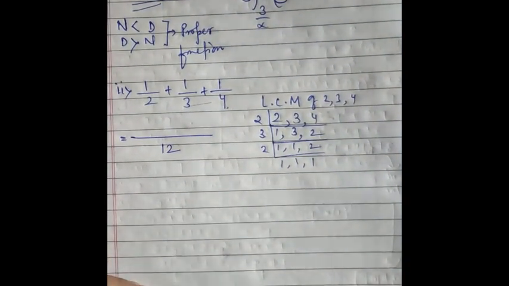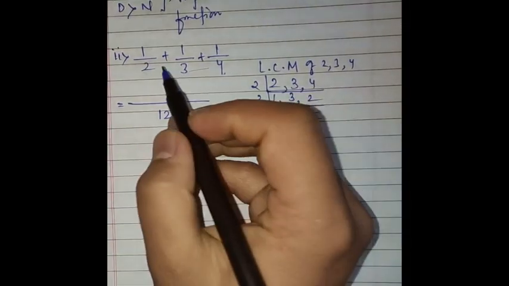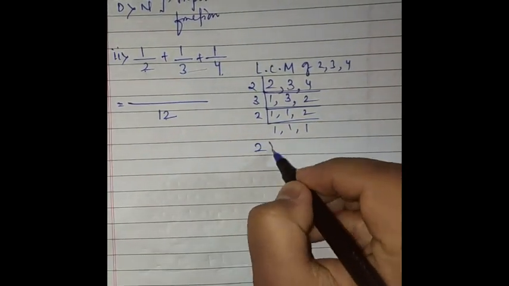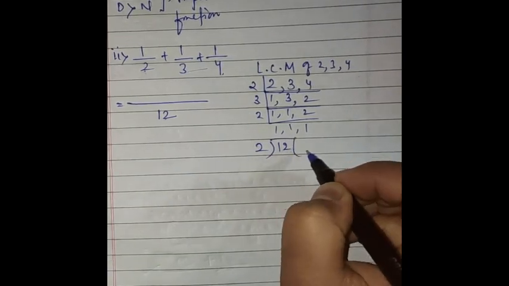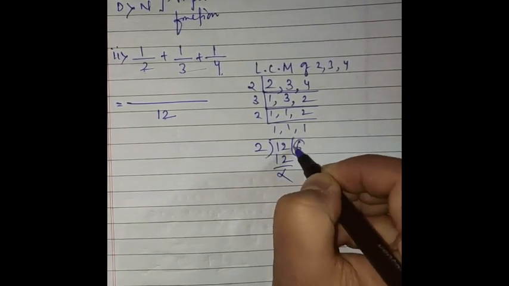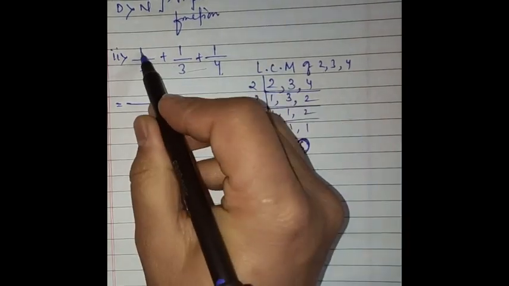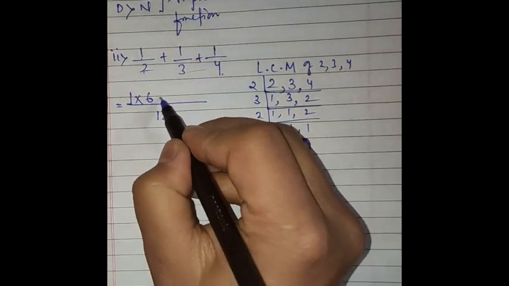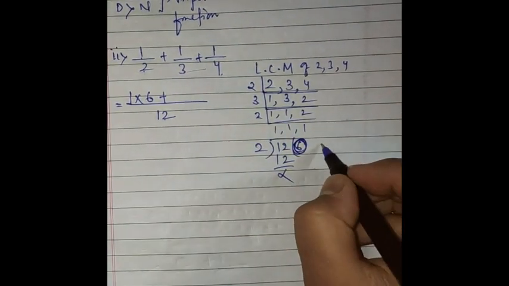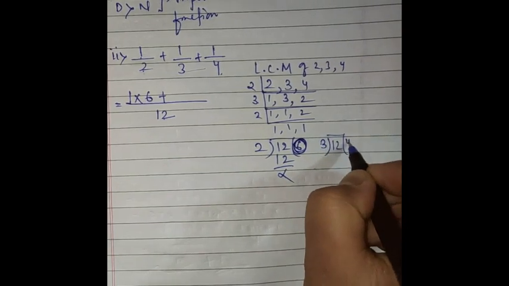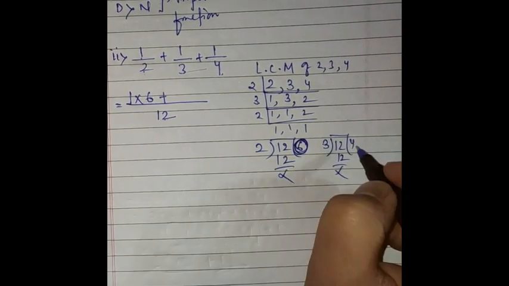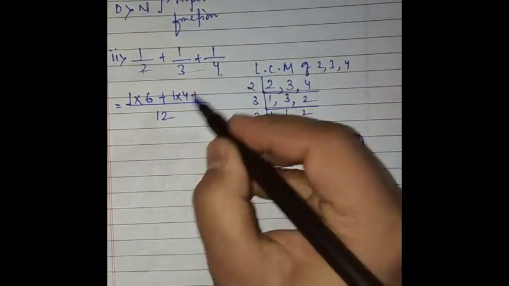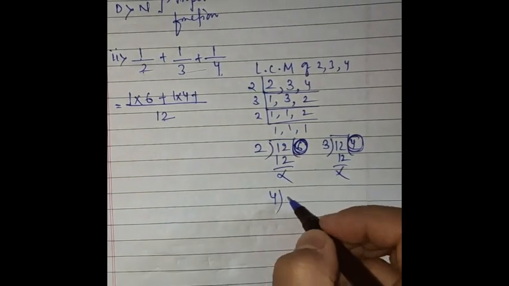Now next part, what we have to do? Now one by one you will solve this. We will divide this denominator with this LCM. Alright, 12 divided by 2, 2 6s is 12. So now whatever the quotient you have got, you will multiply with this 1 into 6. Again plus, divide this 12 by 3. 3 4s is 12. Now you have to multiply this quotient with this 1, so 1 into 4. Again plus, now divide this 12 by 4.